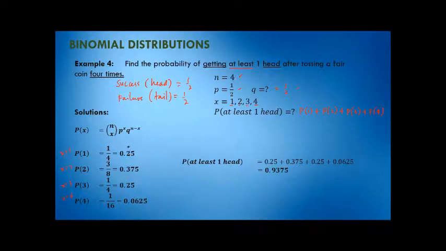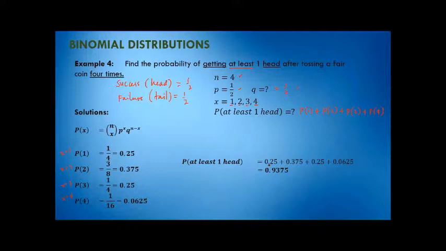So, halimbawa, ito na yung nakuha natin for each probability. Probability of getting 1 success is 0.25. Probability of getting 2 successes is 0.375. Probability of getting 3 successes, 0.25. Then probability of getting 4 successes, katulad ng example number 3, is 0.0625.